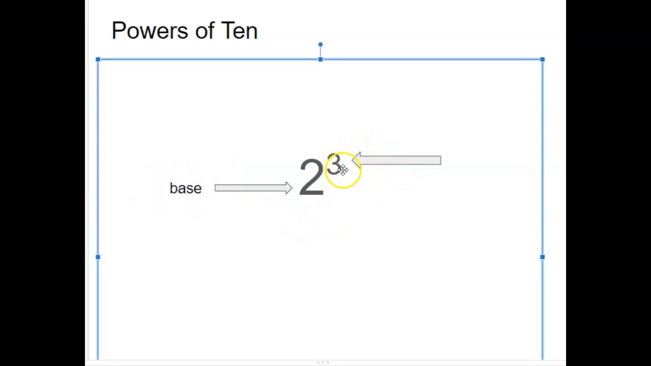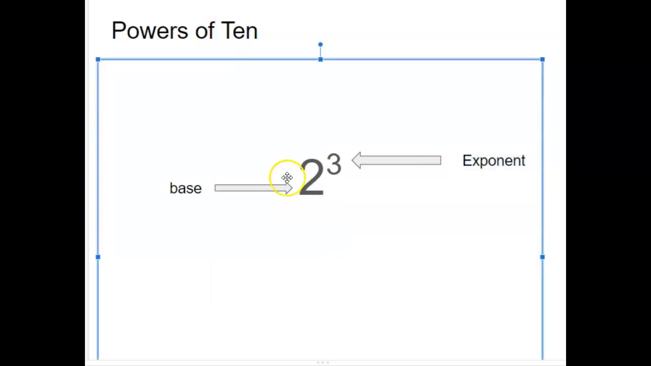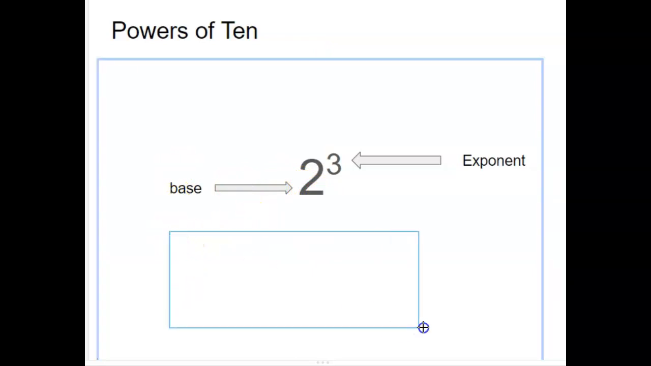And on this side here, the arrow is pointing to the 3. The 3 is written smaller, and it's on the upper right corner of the base. The 3 in this case is called the exponent. So I'm going to write here, this one is the exponent. The exponent tells you how many times you're going to multiply the base by itself. So another way to rewrite this is, and I'm going to write it here.